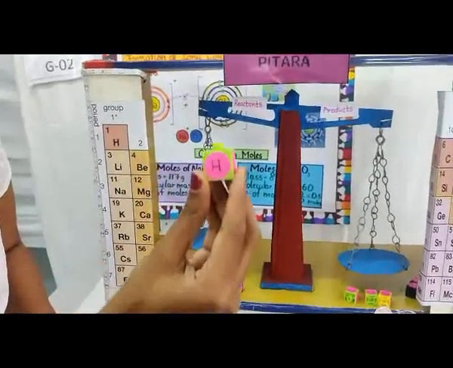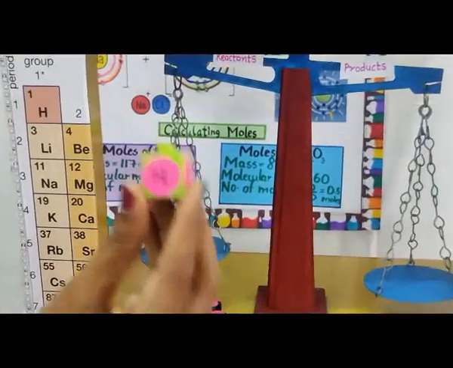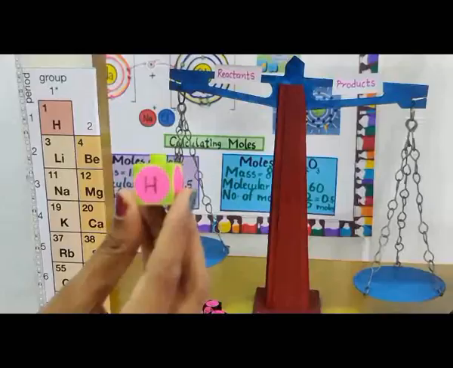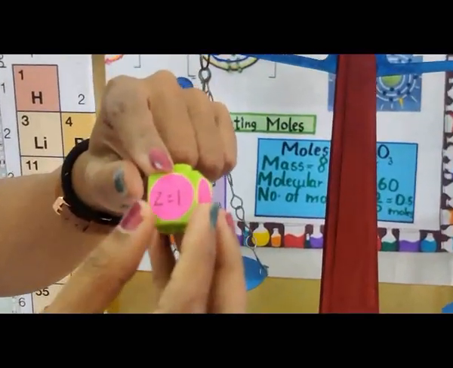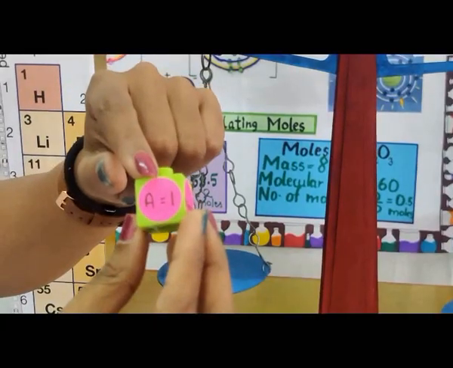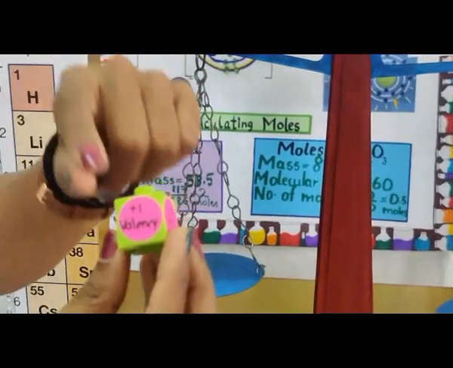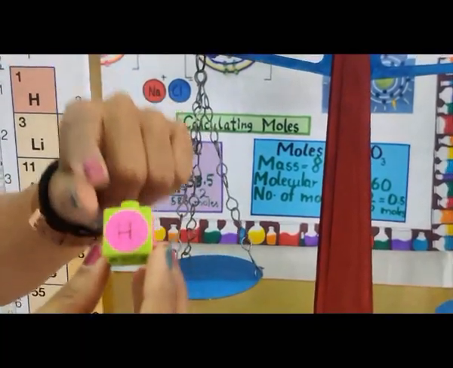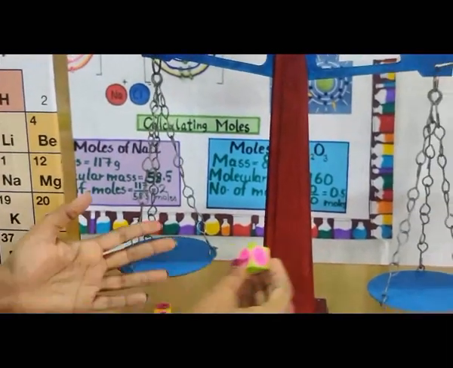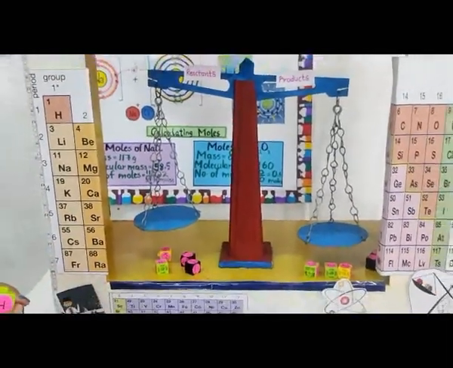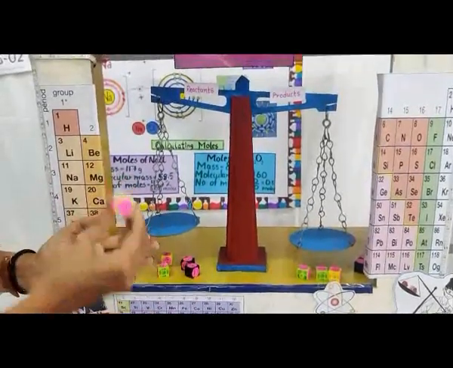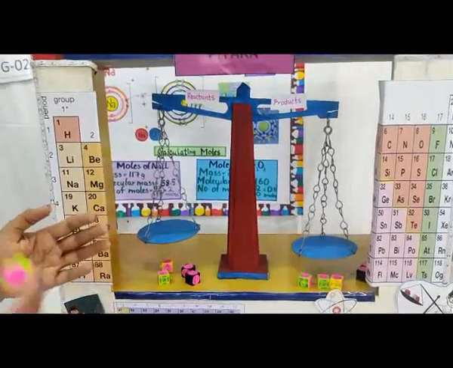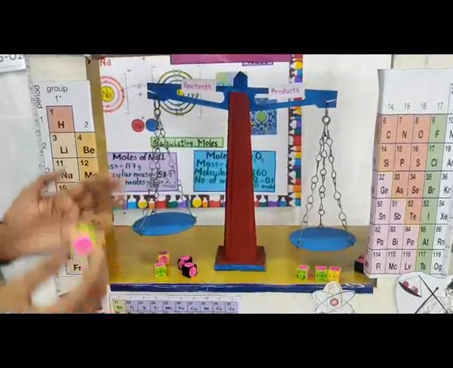For example, this cube here represents an atom of hydrogen. I have written the symbol on one side, the atomic number on the other side, the atomic mass number on one side, and its valency on one side. Likewise, I have made cubes representing various different atoms. Now we will see how this model works to help learners understand the concept of balancing chemical reactions.